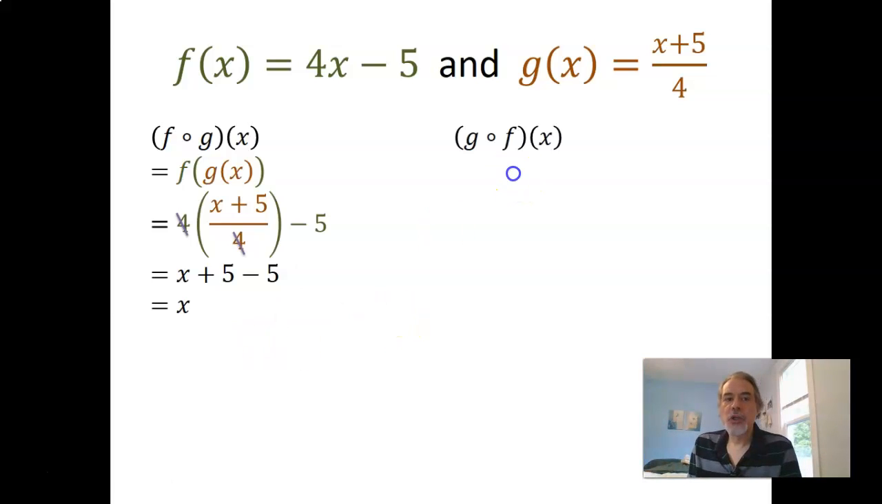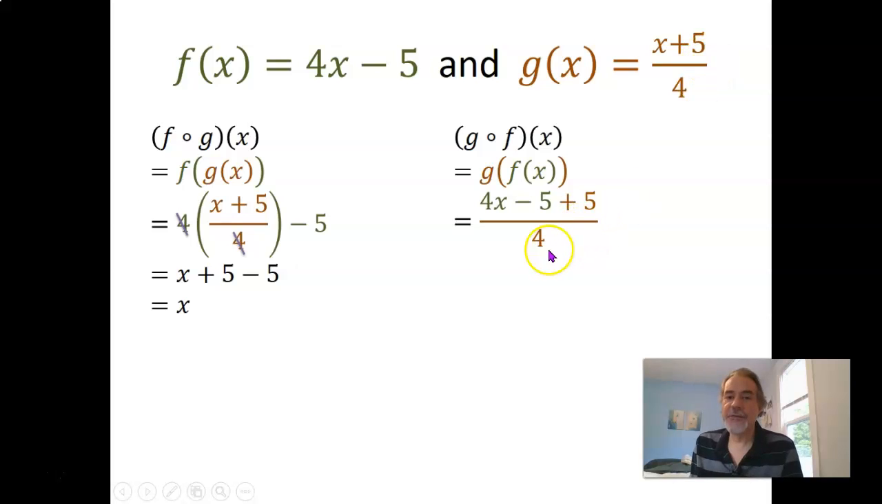And what about g composed with f? G of f of x. G of anything is that anything plus 5, divided by 4. So here we get (4x minus 5 plus 5) divided by 4. Let's see if we can simplify that. 4x minus 5 plus 5 would just be 4x. And then 4 times x divided by 4 would just be x.